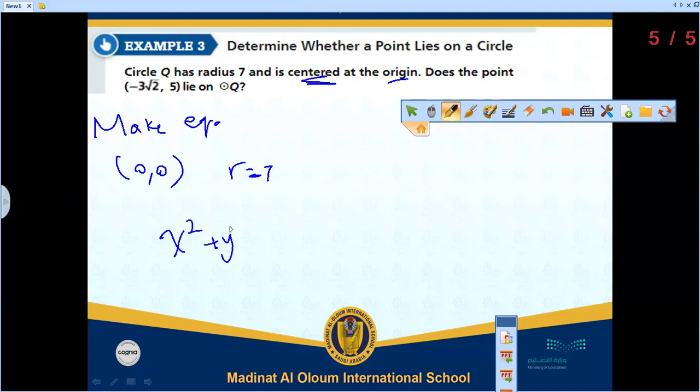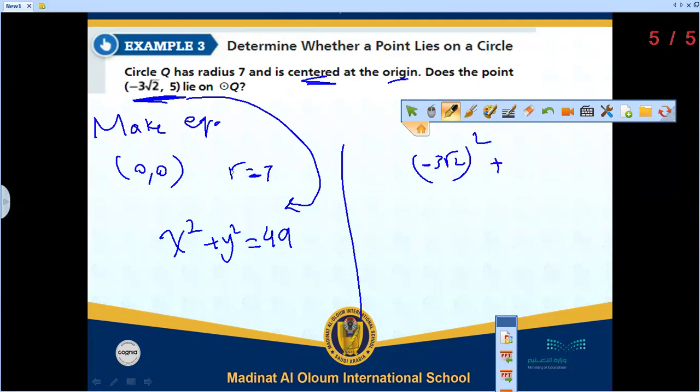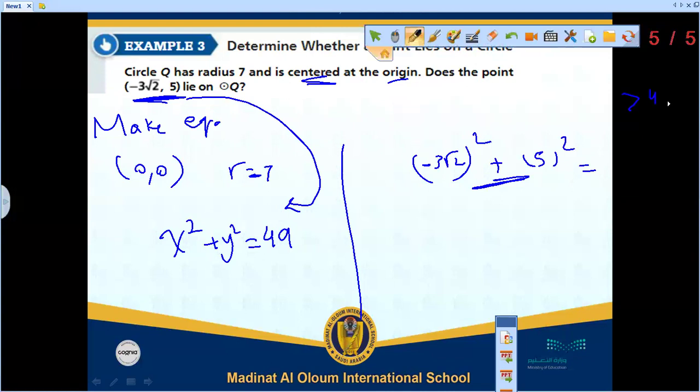X squared plus y squared equal to r squared, which is 49. Then substitute with the point. My x is negative 3 radical 2 squared instead of x, plus instead of y I put 5 squared, and check. If this value is more than 49, the point is outside. If this value equals 49, it's on the circle. If this value is less than 49, it's inside the circle.